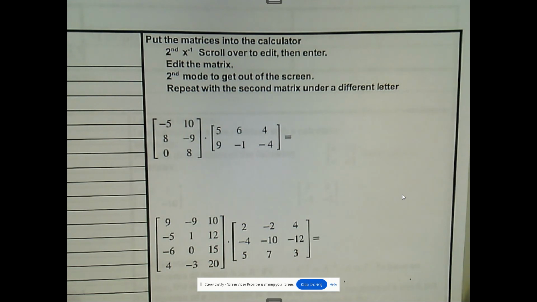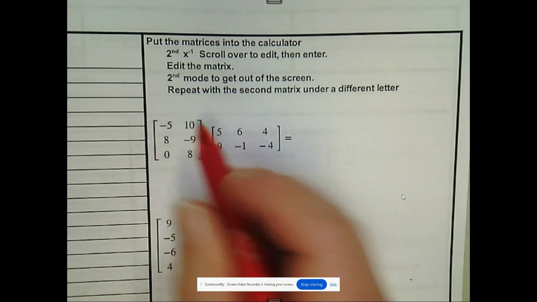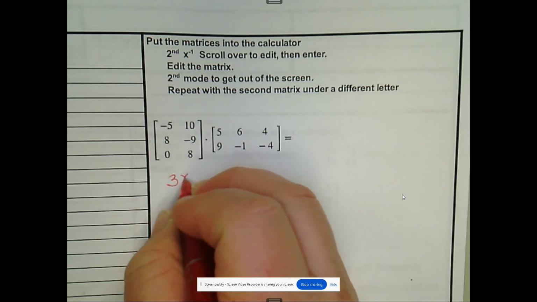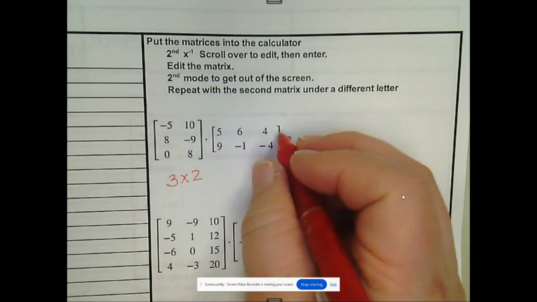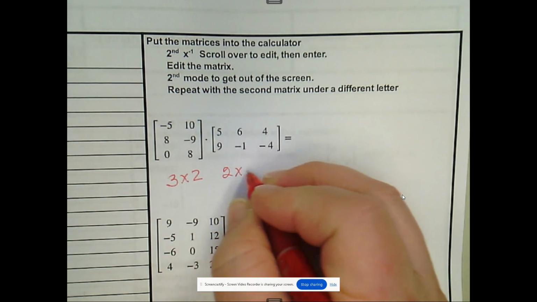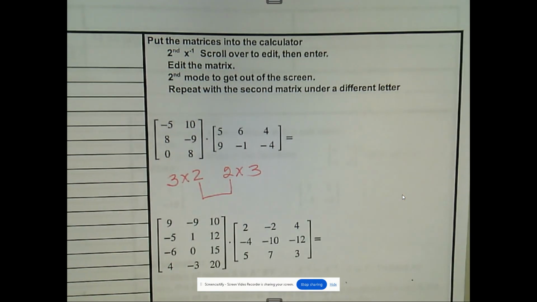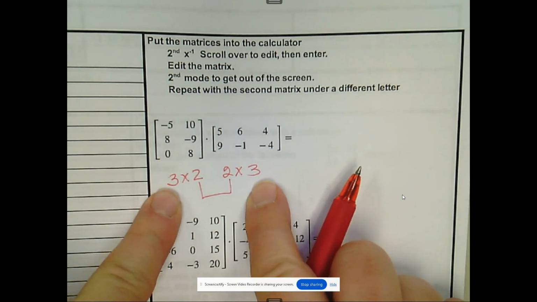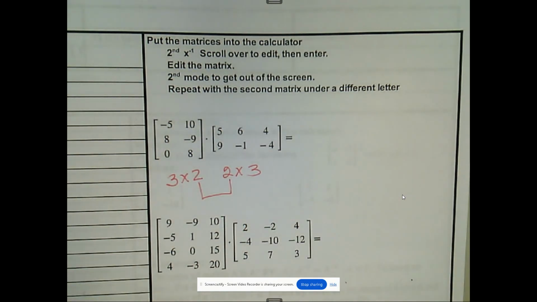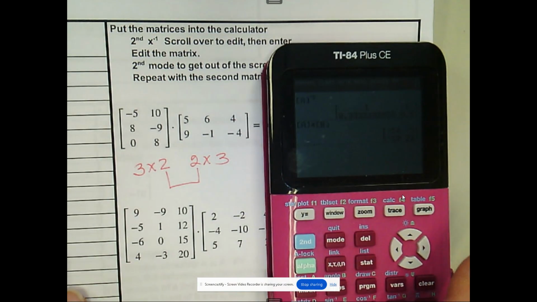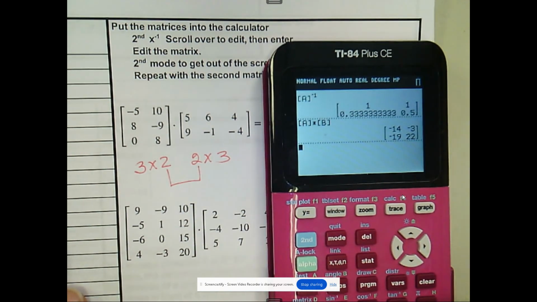So, step 1, look at your sizes. Does the columns match the rows? So this is a 3 by 2. This is a 2 by 3. Those two match up. We know we're going to end up with a 3 by 3 when we're done. So now it's time to put those in the calculator.